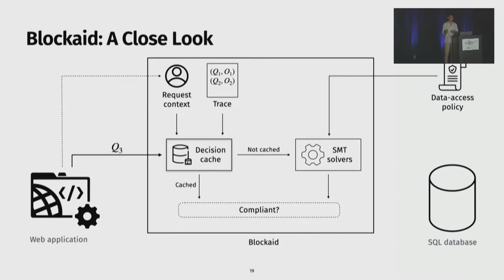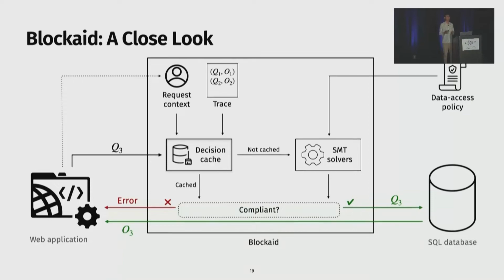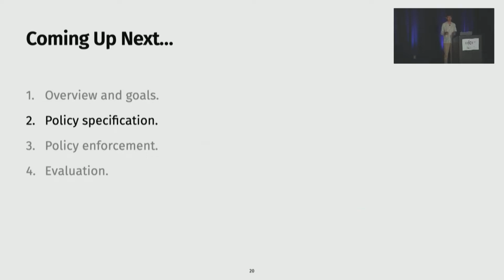Depending on the outcome, Blockaid either blocks the query or forwards it to the database unmodified and returns the result. In the latter case, the trace is also updated with the current query and its response. Now let's go into more details on these components, starting with how the policy is specified.